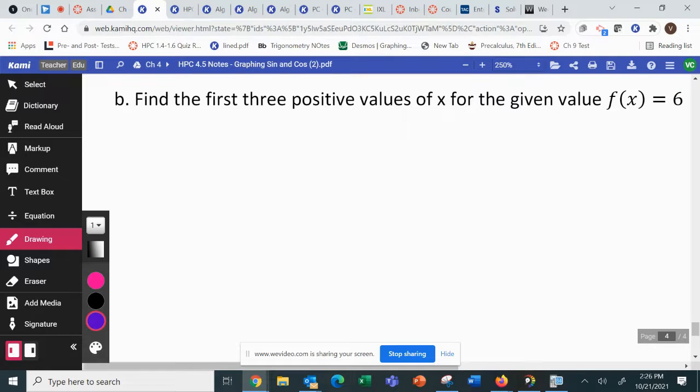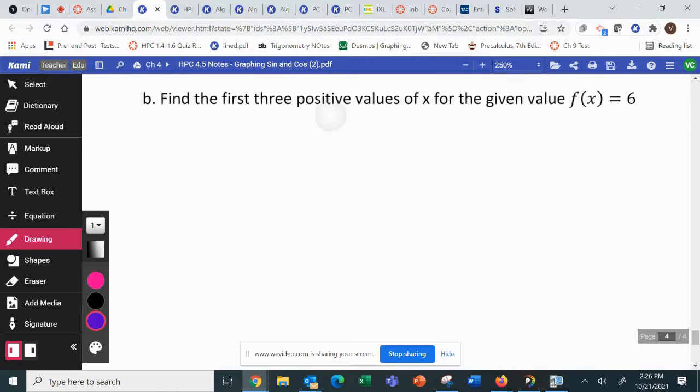All right, the next is saying find the first 3 positive values for x for the given value f of x equals 6. So what this is saying is the x values are the angles. We're going to find the first 3 angles that are positive that give us a y value, the output for cosine, as 6. Okay?